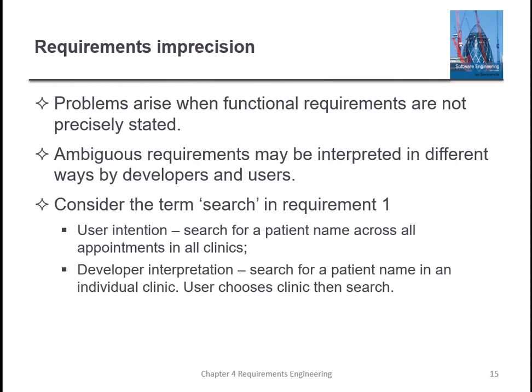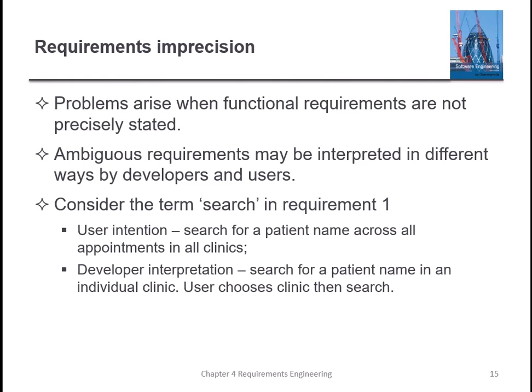Requirement imprecision. Problems arise when the functional requirements are not precisely stated. This means that functional requirements should be written precisely. An ambiguous requirement may be interpreted in different ways by developers. So there should not be ambiguity in writing. If we write ambiguous requirements, that makes the users or developers confused, which means a wrong system can be developed.